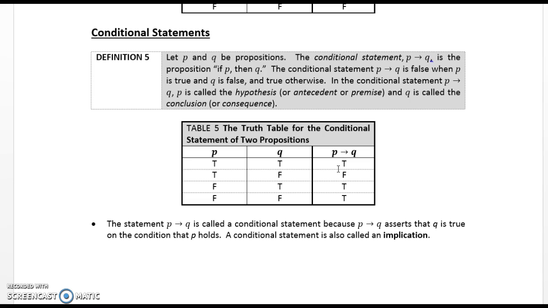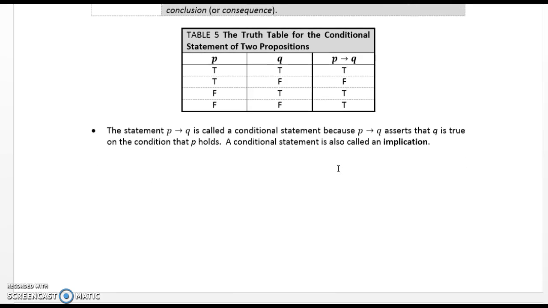When P is false, the bottom two rows, it doesn't matter what Q is. The conditional P → Q is always true. When P is true, the top two rows, the value of P → Q is the same as the value of Q. The statement P → Q is called the conditional statement because P → Q asserts that Q is true on the condition that P holds. A conditional statement is also called an implication.